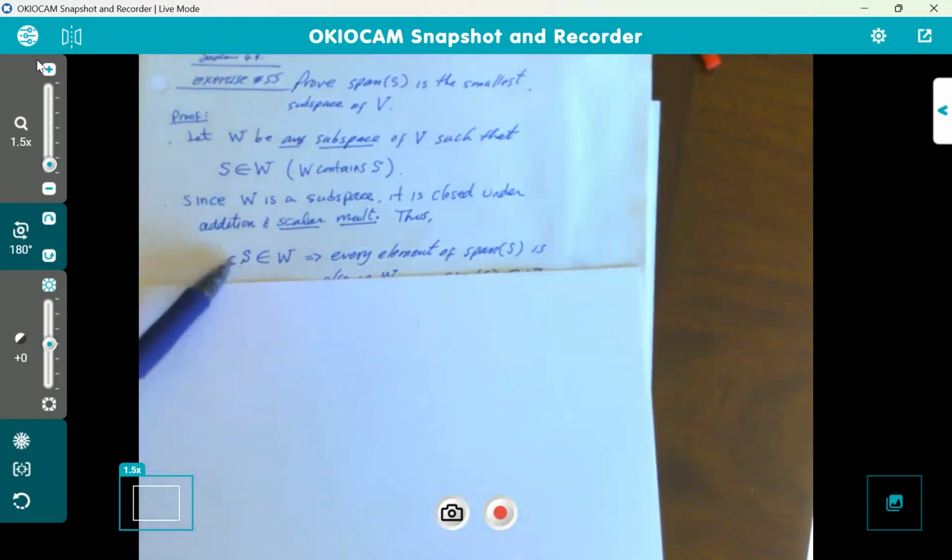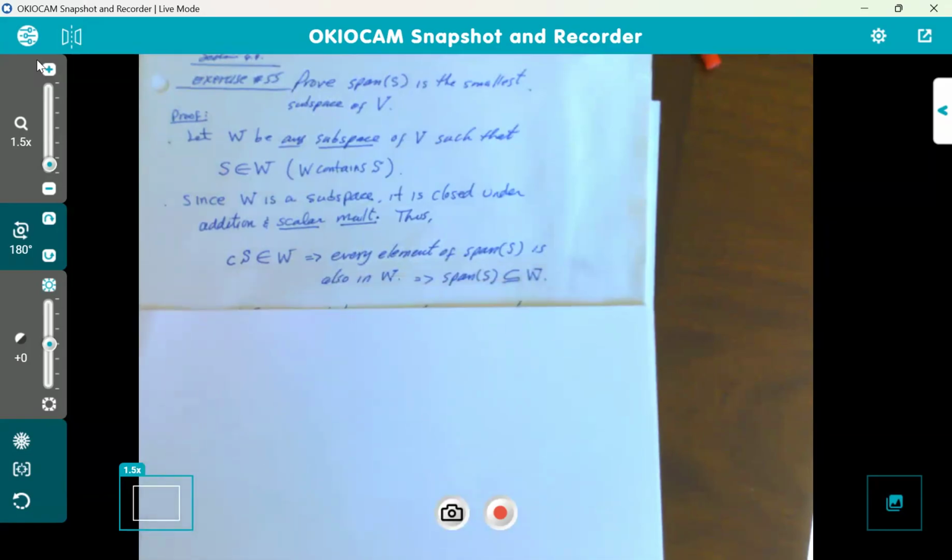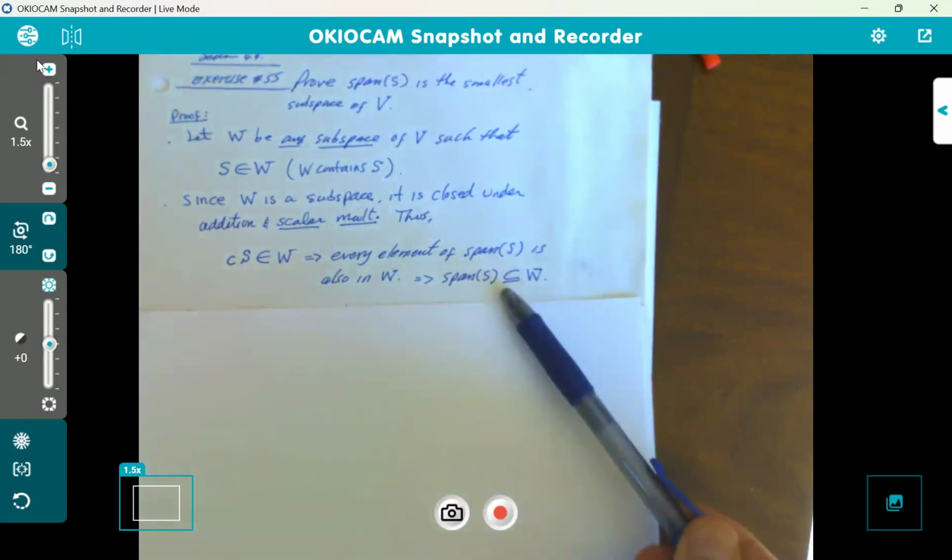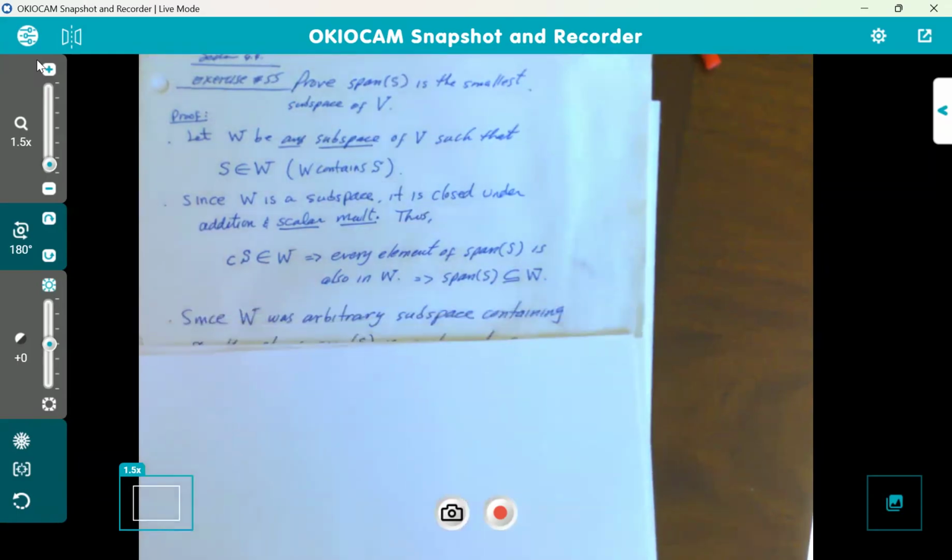So any constant multiple of that is going to be also in W. So therefore, every element of span S is also in W. So that means, if every element of S is in W, then span S is a subset of W, right? So span S is a subset of W, and that's what this notation is.